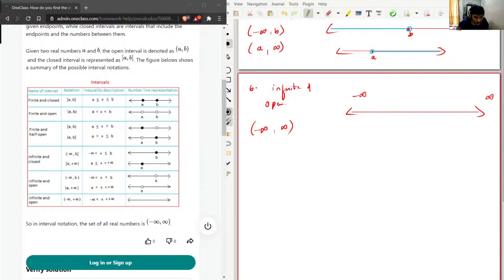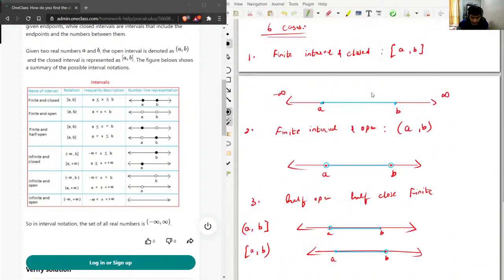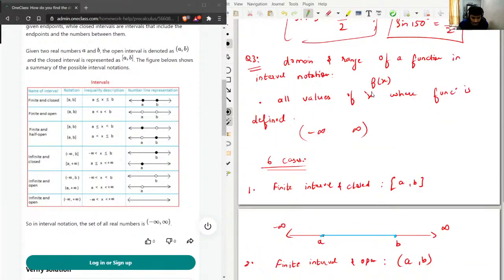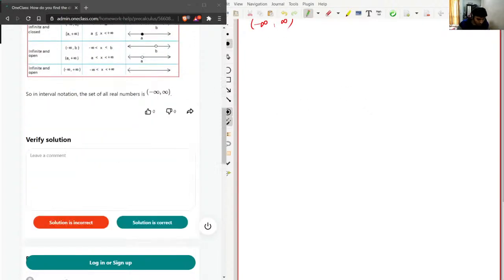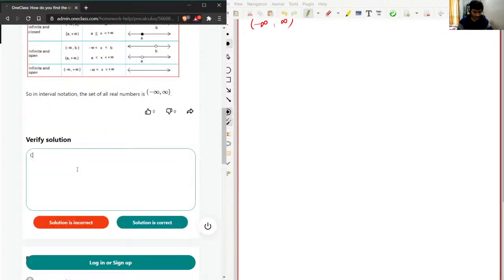So I guess that was all for this question. This was a lengthy question and was question number 3. I'll just first write the correct solution here. Nice work.